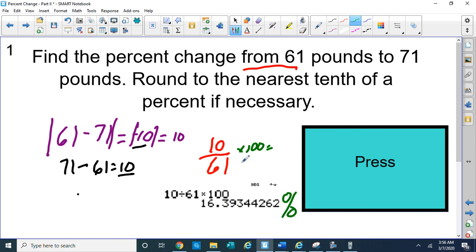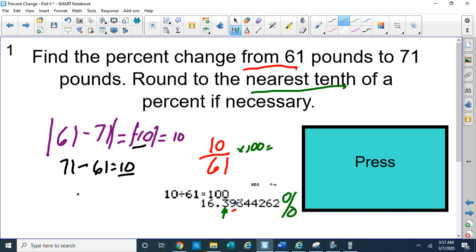But they said round it off to the nearest tenth of a percent. For the tenth of a percent, we want to have just the tenths place available, which is right here at the 3. So we want to make sure it's going to either stay at 3 or round up to 4. If you remember your rules for rounding, if the next number in the hundredths place is 5 or more, we would add one more to the 3.